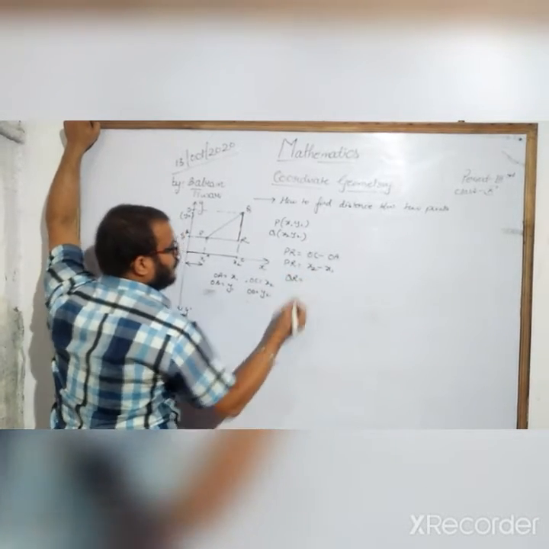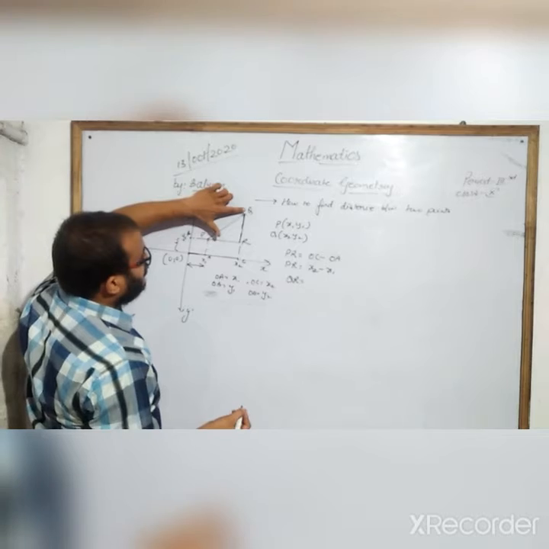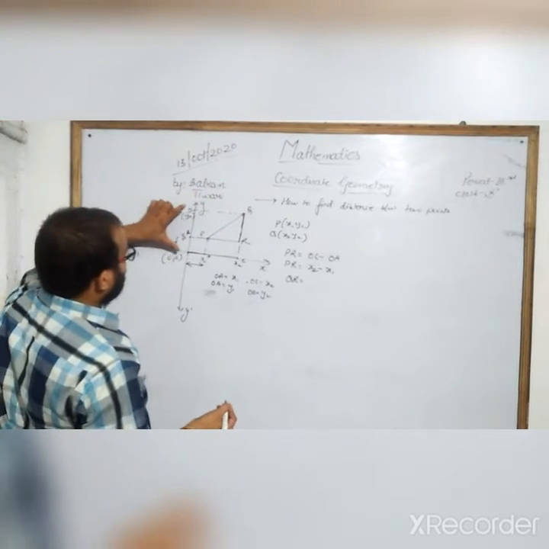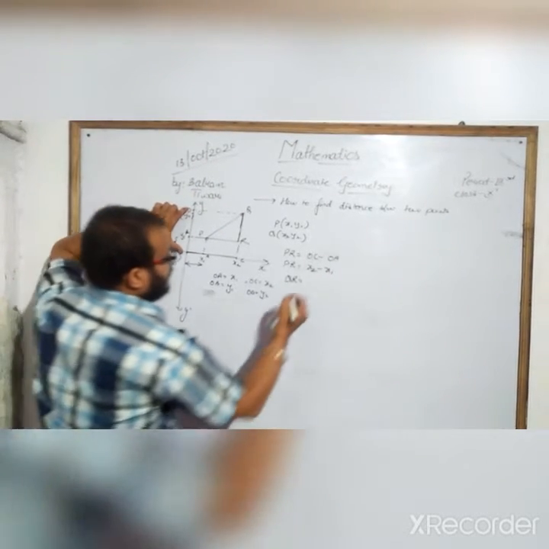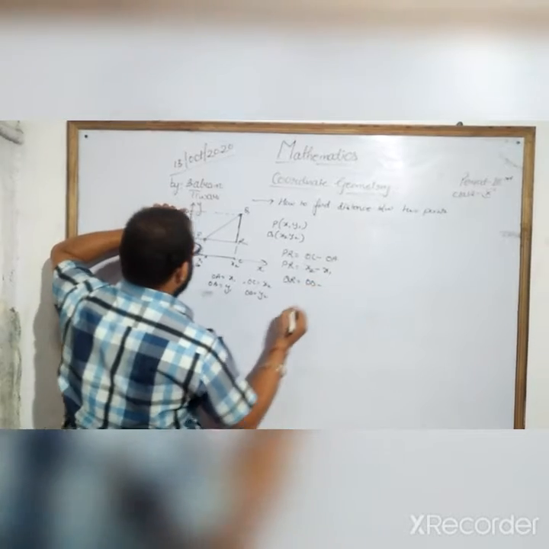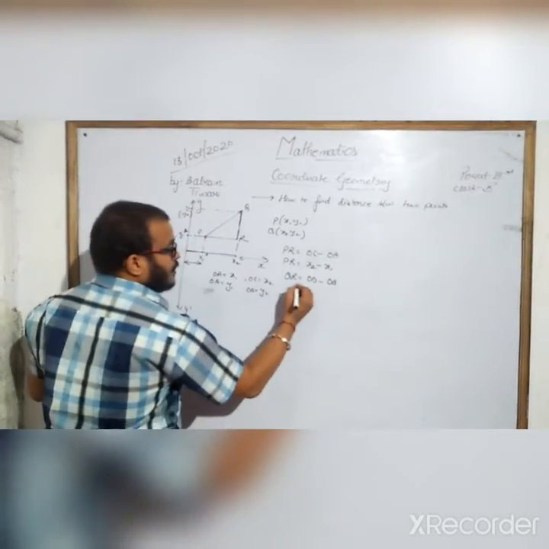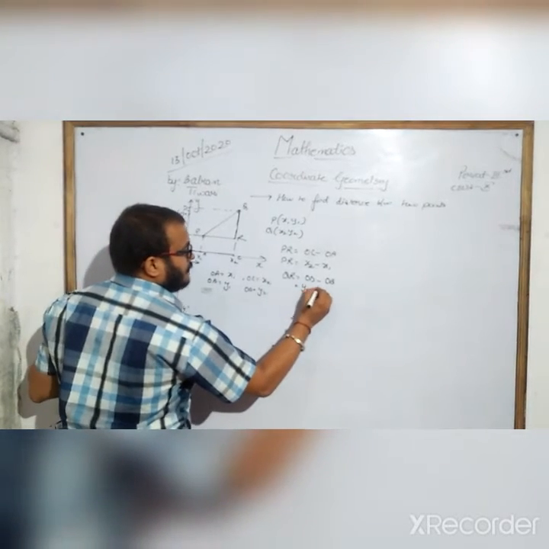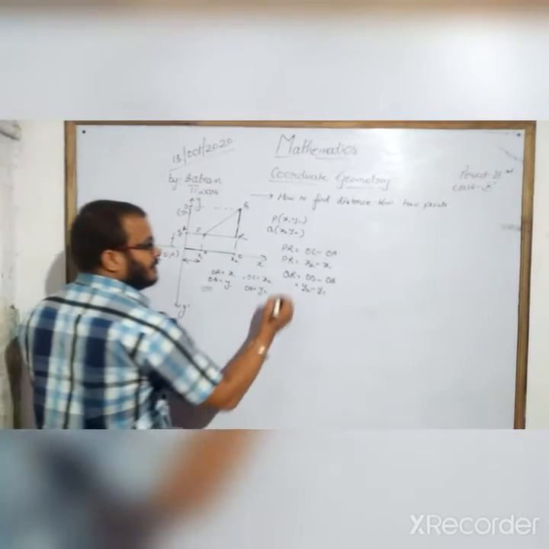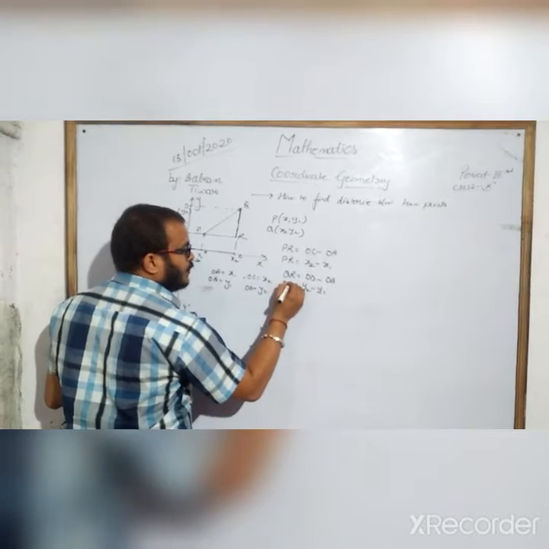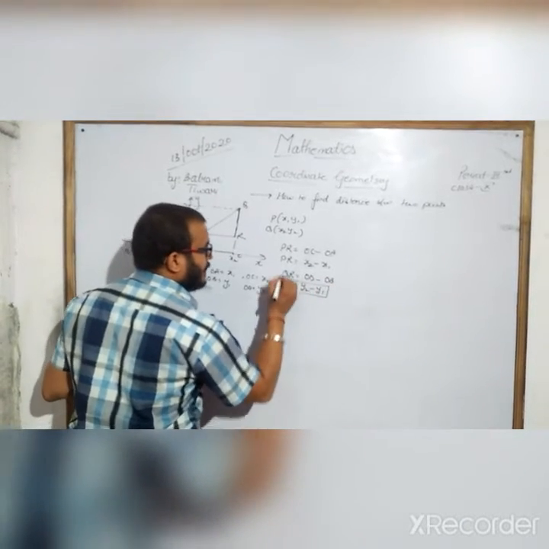Similarly, can we find the RQ distance? RQ is OD minus OB. OD is y2, and OB is y1. So RQ is y2 minus y1. These two distances we had to find out.